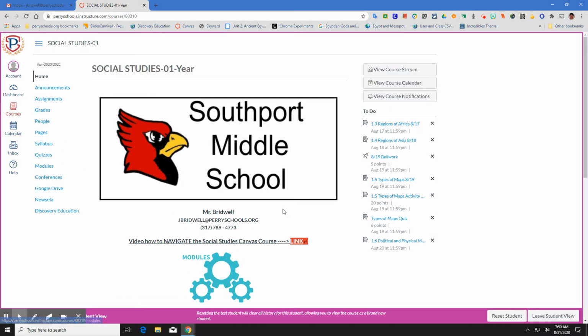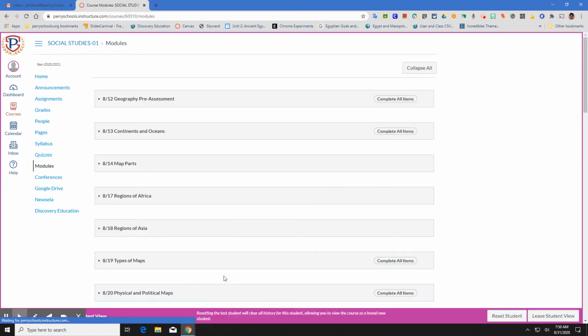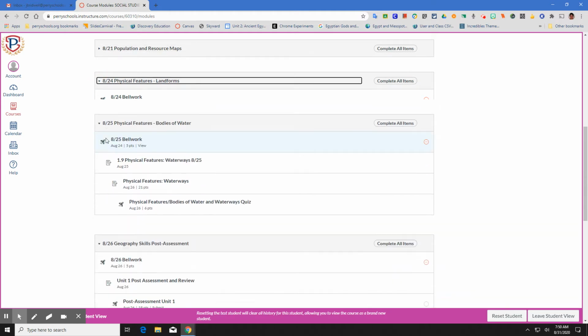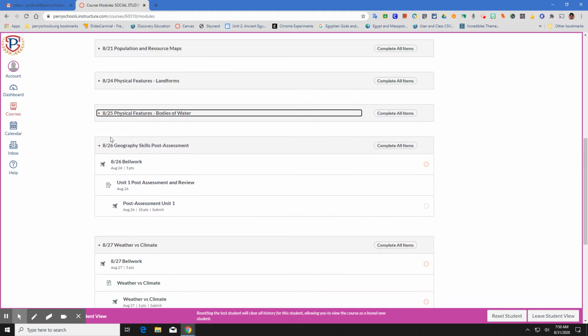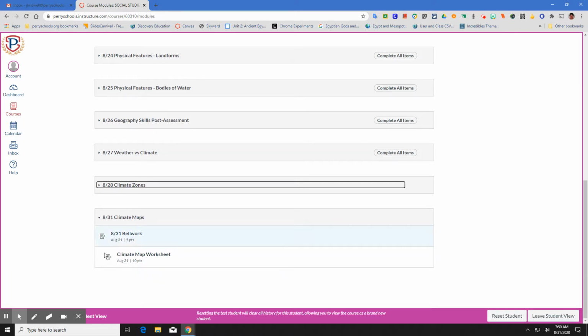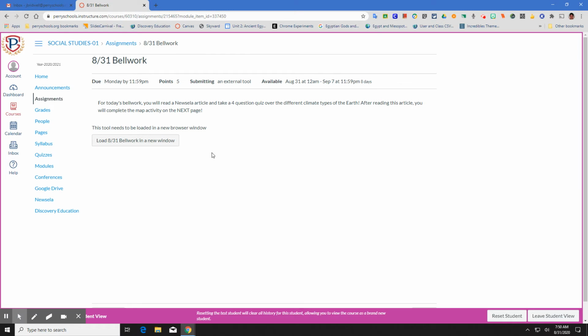So to find your way to modules, all you'll do is come here. You'll click this. Takes you right into modules. From here, you guys will go down to today's date, which is 8/31. It should be at the very bottom of the screen. You can see you have two pieces of work today, two graded assignments. Let's get into it. Your bell work today.